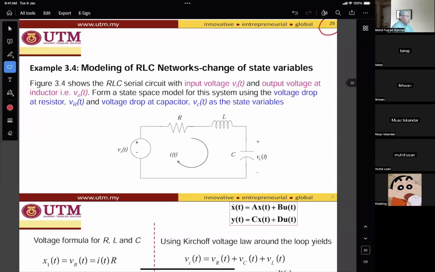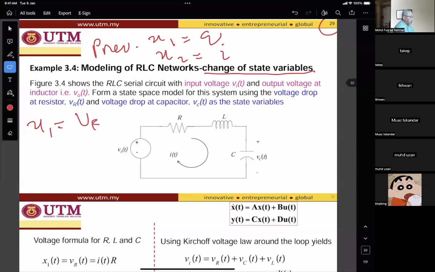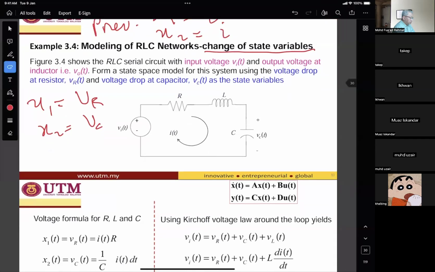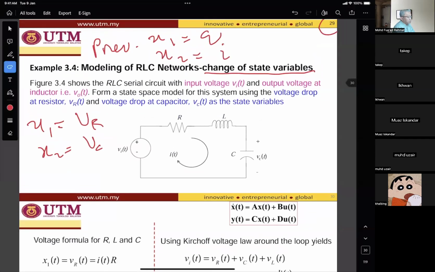Example is the modeling of an RLC network, but we change the state variables. Previously, x1 equal to q, x2 equal to I. But now we change the state variable. Instead of q and I, we choose x1 equal to VR and x2 equal to VC. Okay, same circuit. We are using the same circuit.